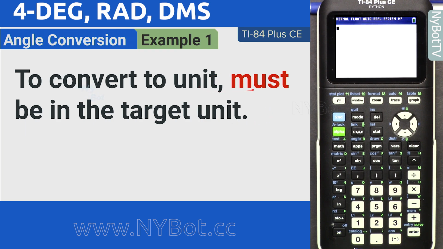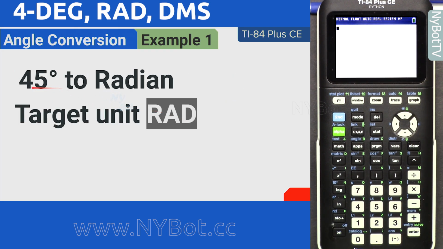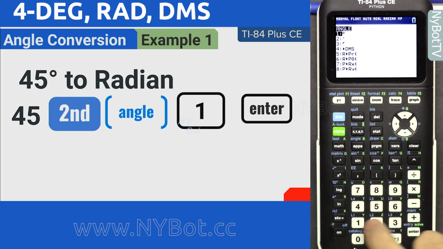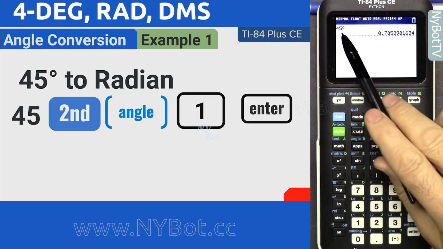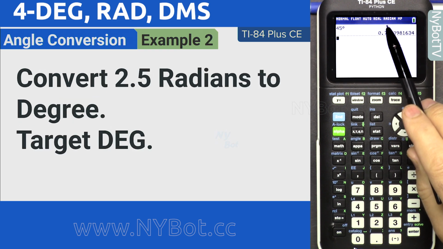To convert to a unit, you must be in the target unit, and we will see the unit here. It's set in radian. Example 1, convert 45 degrees to radian. We know the target is radian, and here it says radian, so we are okay. Now 45, and then second function, angle. Now we will bring degree, 1, and if I press enter, it shows it as radian, because this is degree, and the value that you read here is whatever you see here, radian.